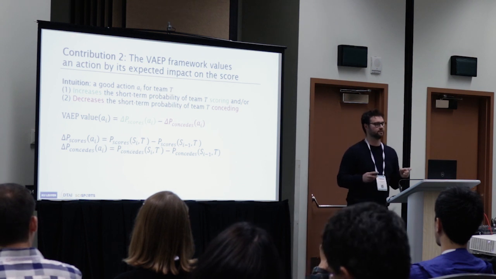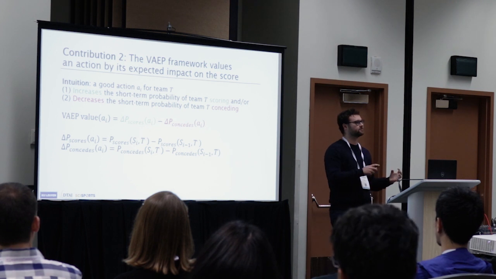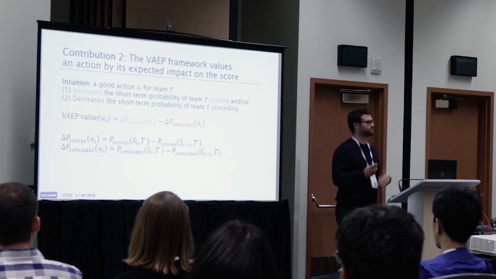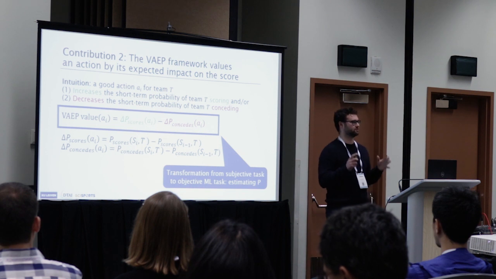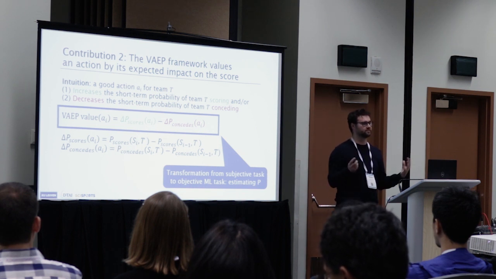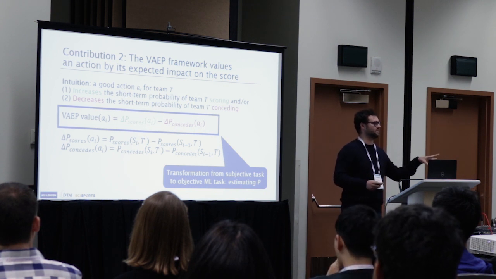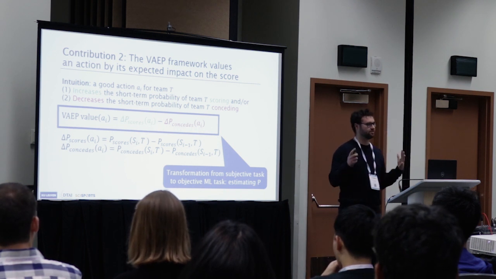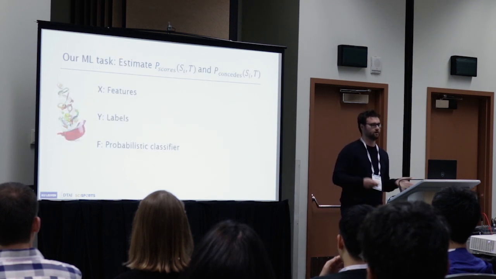And the delta of scoring is just the difference between the probability of scoring in the game state before the action and the probability of scoring in the game state after the action. So this might seem like a pretty simple idea and a pretty simple formula, but it's actually really powerful, because what it allows us to do is to go from a subjective task, like valuing an action, to an objective machine learning task that you can train a classifier for and measure how well you're doing on. So now our job goes from valuing actions to just estimating probabilities.